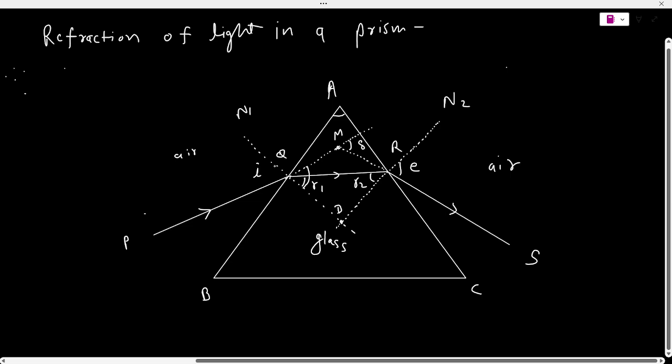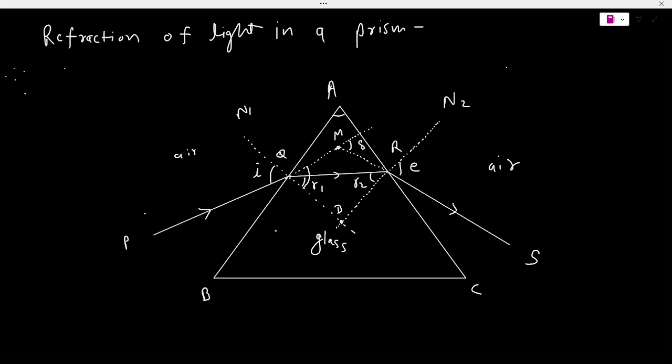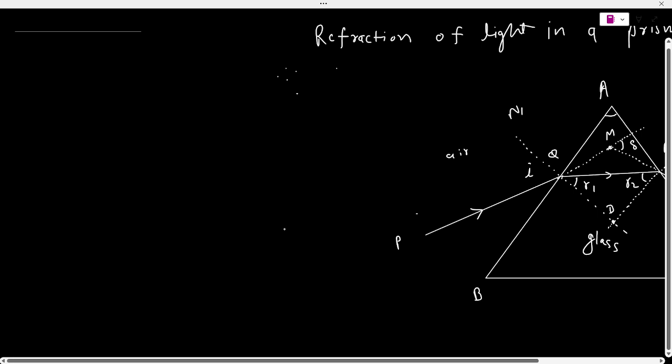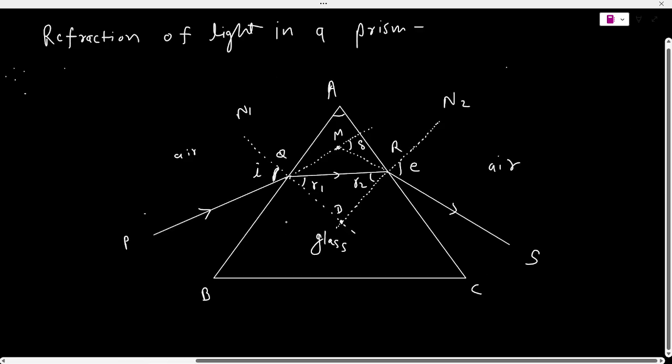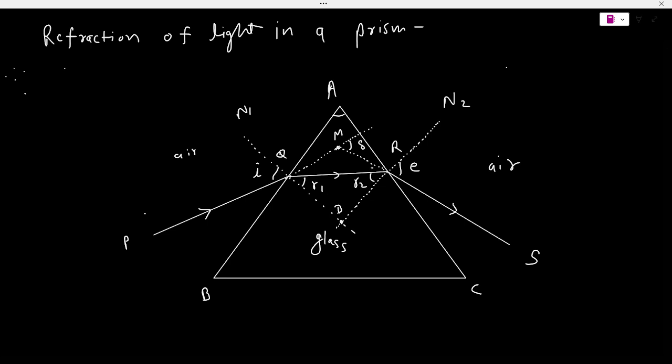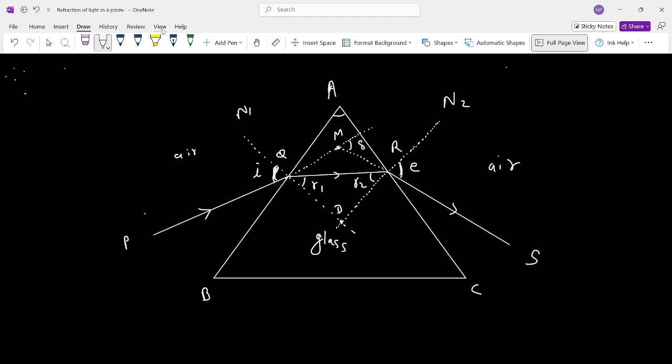If this angle is I, this angle is also I. In the same manner, if this angle is E, this angle is also E. The whole angle is also E. In the same manner, if this angle is I, this complete angle is I, so this complete angle should also be I. So you can understand like this.